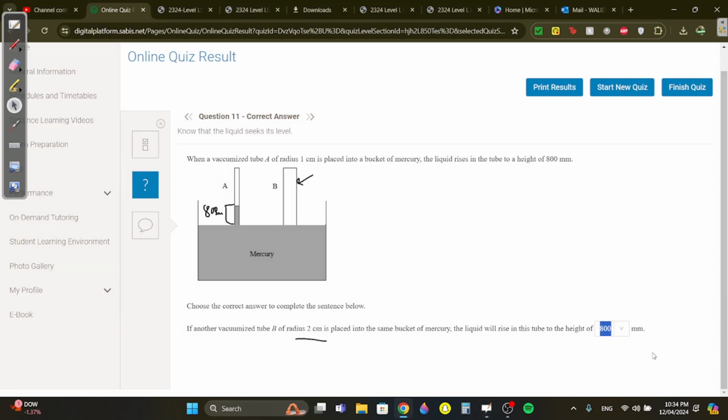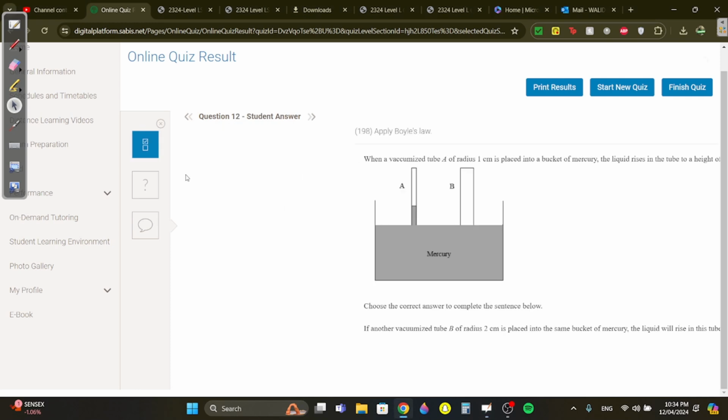Obviously, it's going to be 800, and I showed you this before. I explained that no matter what tube you put in, the liquid will always rise to the same height. If the pressure changes, that's when the height changes. But if it's at the same pressure, since it's the same bucket of mercury, it's going to have the same height. So 800. Question 12.